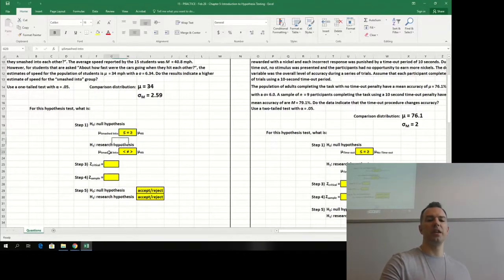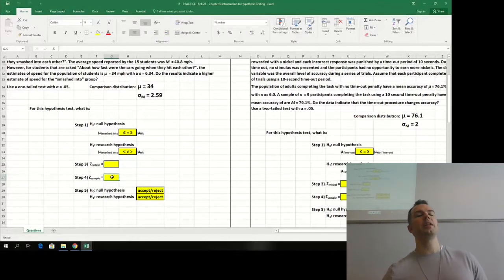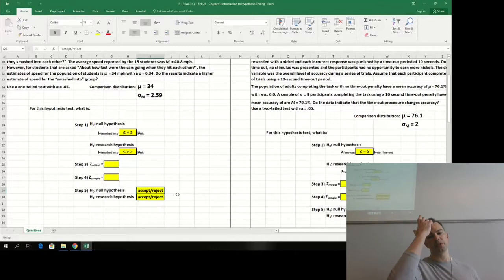You will be given the information for the research hypothesis. You just choose the sign to make it correct. You have to look up your Z critical scores, your lines in the sand, from your unit normal distribution table. You have to calculate your sample Z score by taking your sample mean and using the comparison distribution to calculate a Z score. And then you simply choose whether you accept the null hypothesis and reject the research hypothesis, or reject the null and accept the research hypothesis.